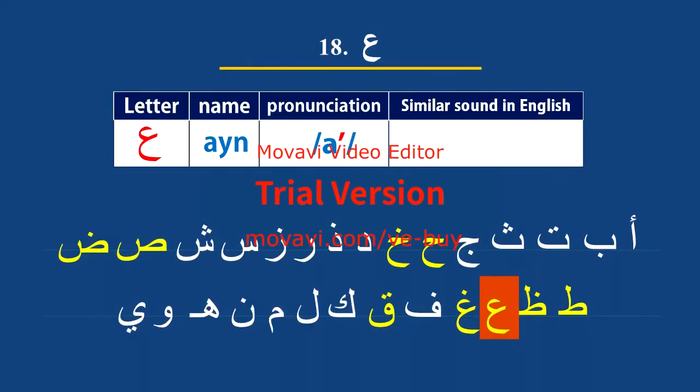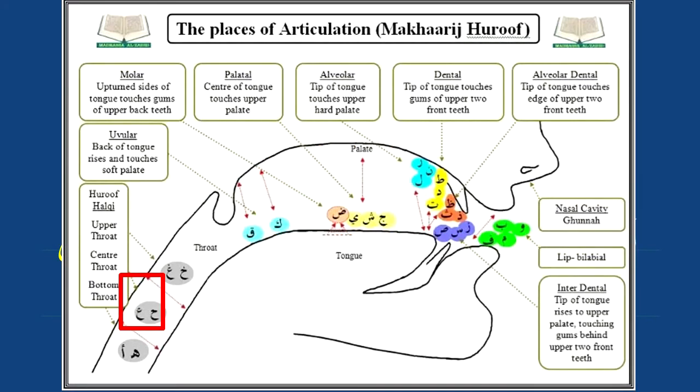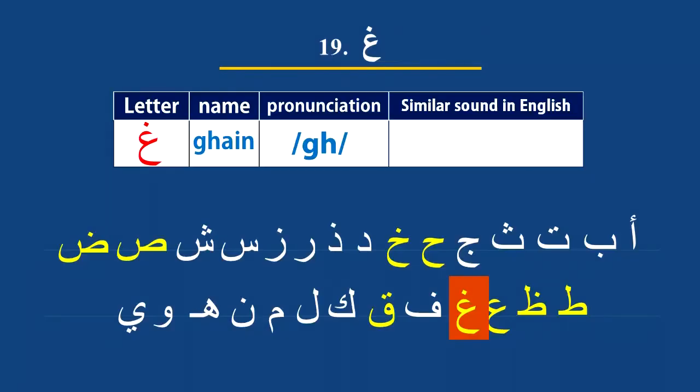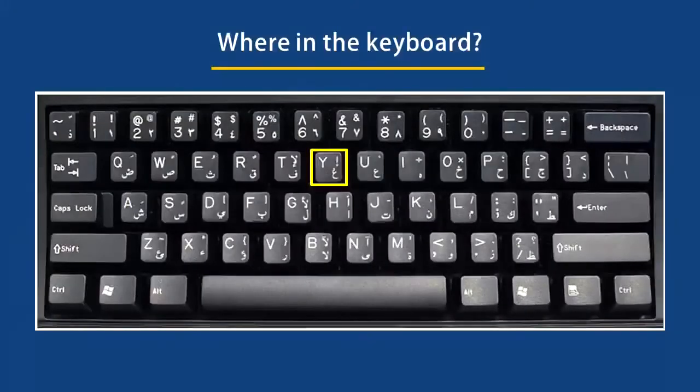Ain also has no equivalent in English. Ain is pronounced with the central throat. Try to pronounce it: ain. Please notice that it is not a plain a, it is a throat a. It is found with the U key on the keyboard. Ghain also has no equivalent in English. It is pronounced with the upper throat. Ghain. And it is found with the Y key.